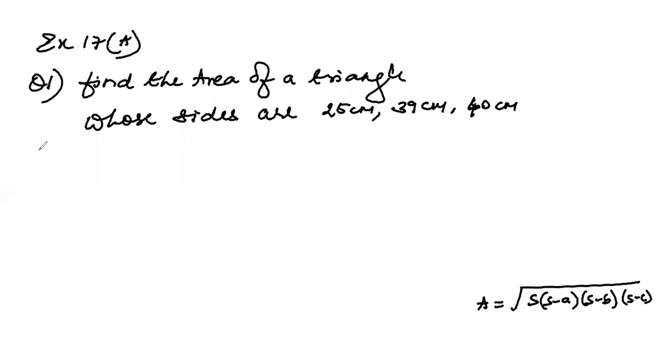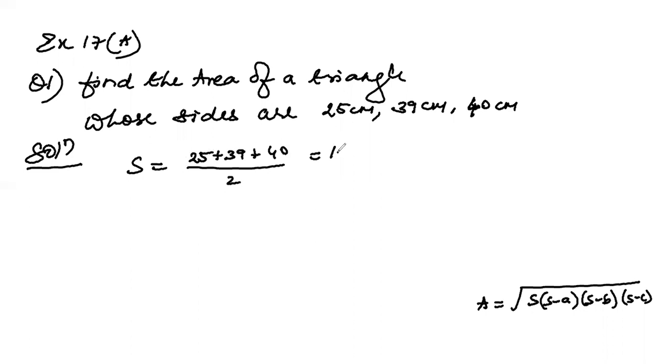So don't you agree? I'll have to first find the semi-perimeter. Semi-perimeter is the sum of all three sides upon 2, meaning perimeter divided by 2. So how much do you get? 25 plus 39 is 64, plus 40 is 104, upon 2 is nothing but 52 centimeter. So this is the semi-perimeter.